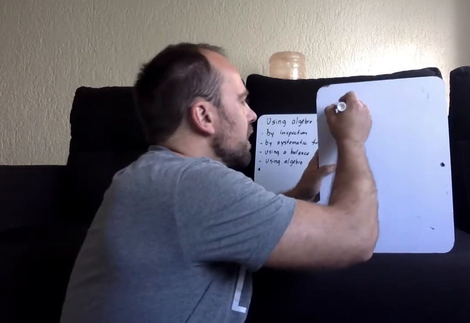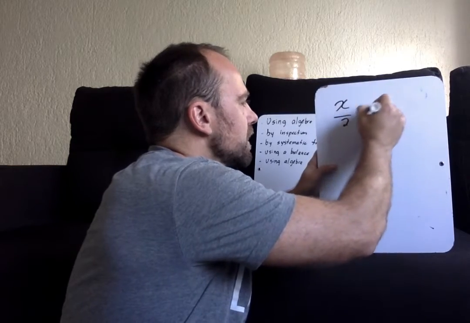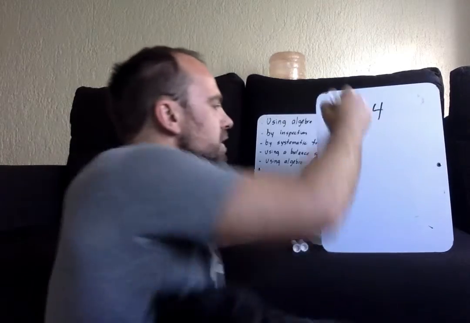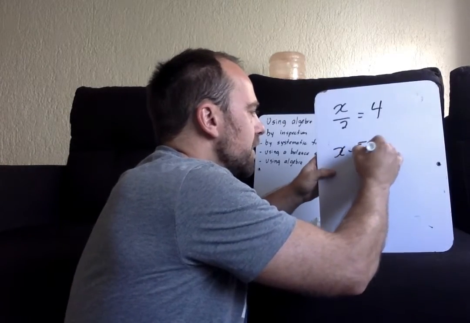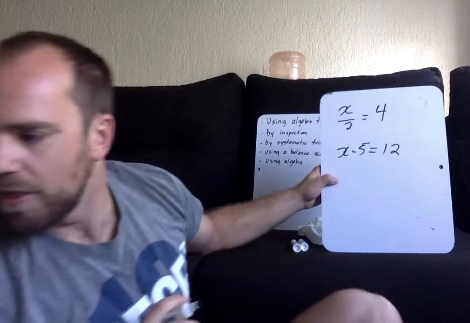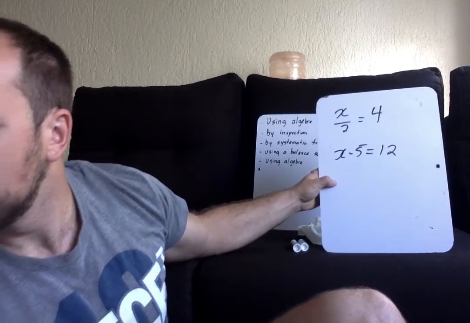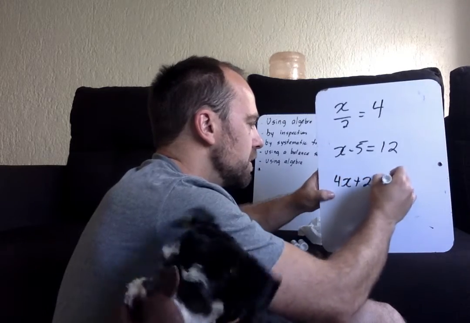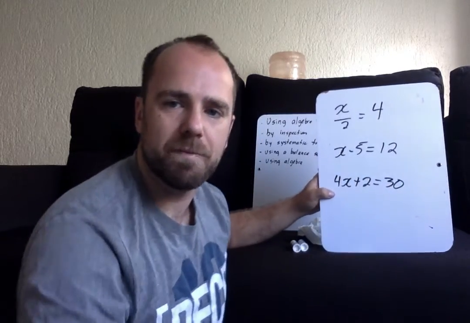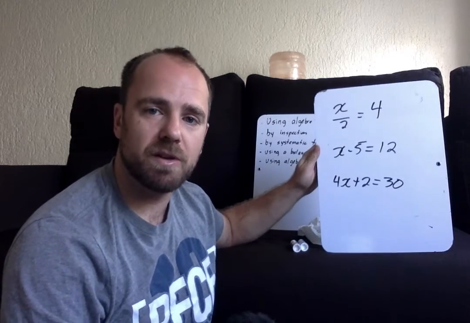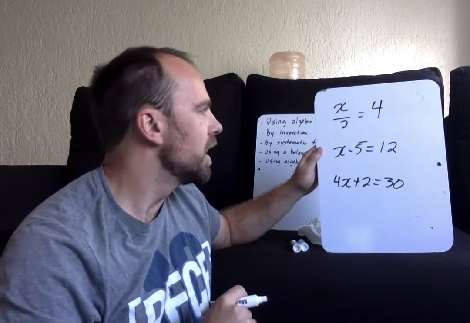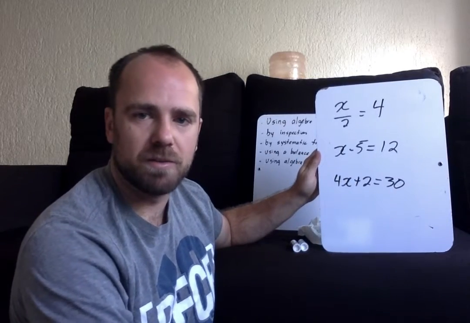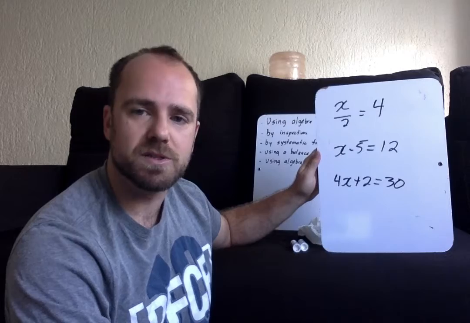So we're going to say, if we have x over 2 equals 4, that's one example. Another one, x minus 5 equals 12. And the last one, we'll do 4x plus 2 equals 30. All right? Go ahead, pause the video, try these out right now, and I'm going to go through the solutions as we're moving through. So I'm going to use the algebra, and then whichever one you want to use is totally fine.